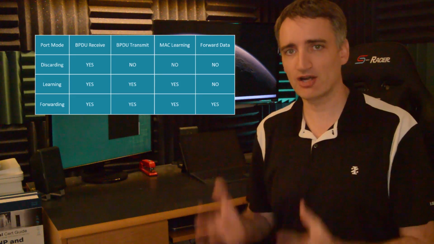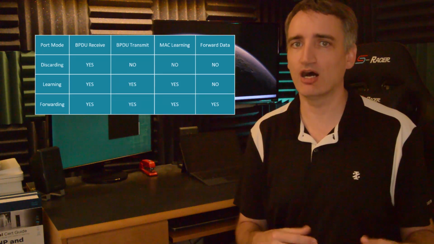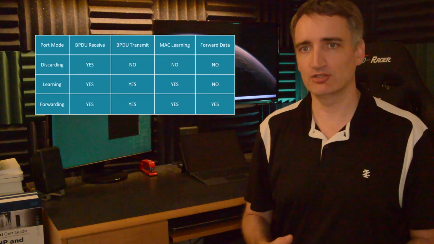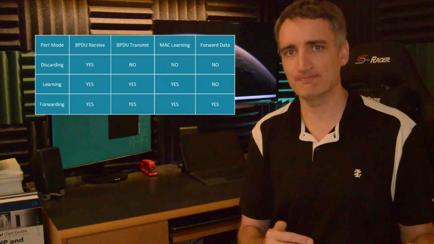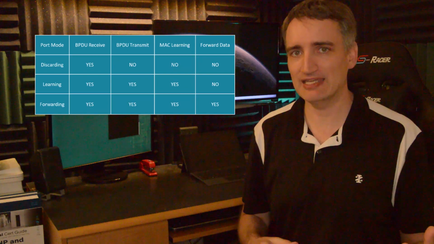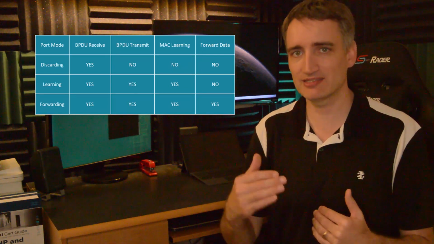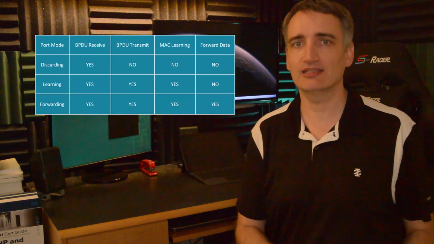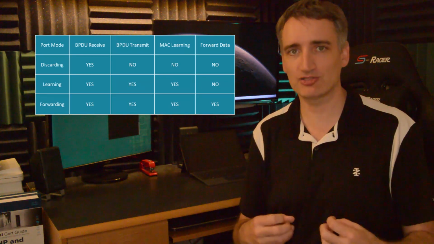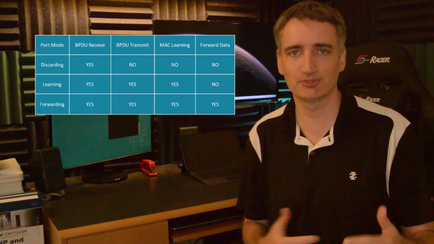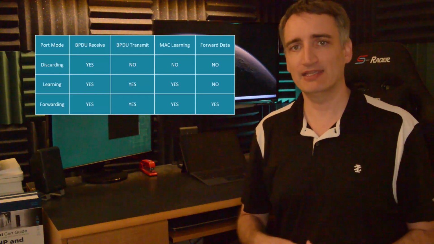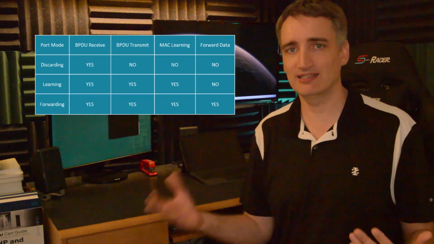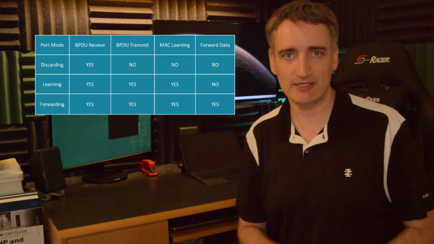So the discarding state is like the blocking state on legacy spanning tree. So discarding and blocking are essentially the same. Rapid spanning tree's learning state essentially combines the listening and learning states from legacy spanning tree. In the learning state of rapid spanning tree, it is learning MAC addresses and updating its MAC address table to figure out where to send traffic. And then lastly, of course, you have the forwarding state.